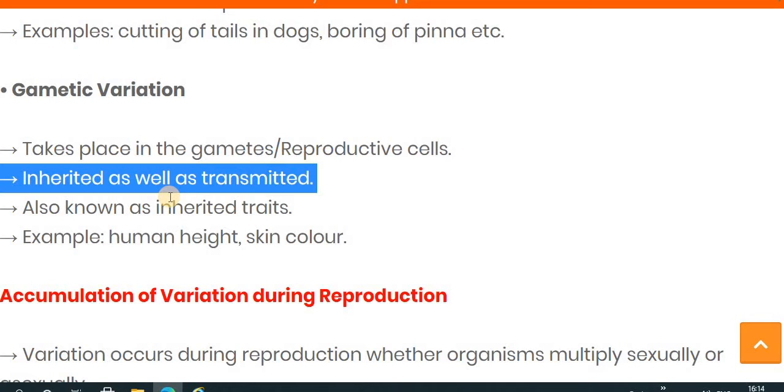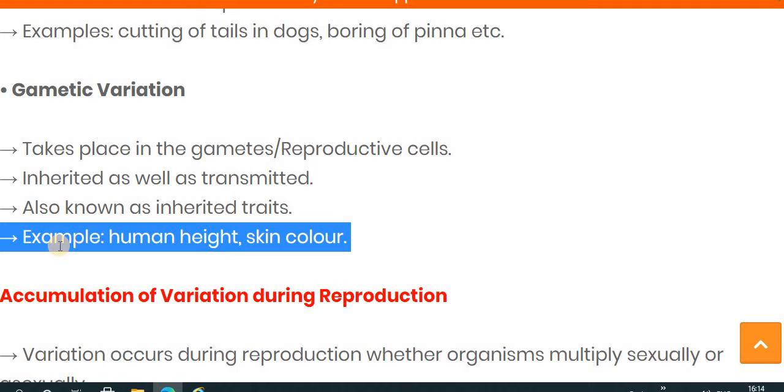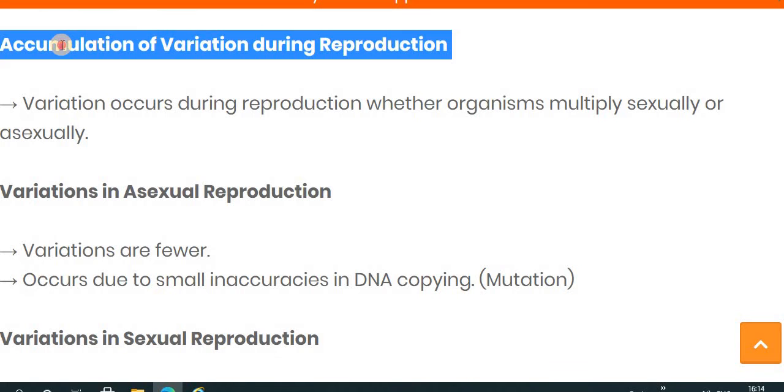This kind of variation we consider as gametic variation, and it is an inherited one, so it is also known as inherited traits. Examples of inherited traits are human height and skin color, which come under gametic variation. Now let's see the next topic, the accumulation of variation during reproduction.